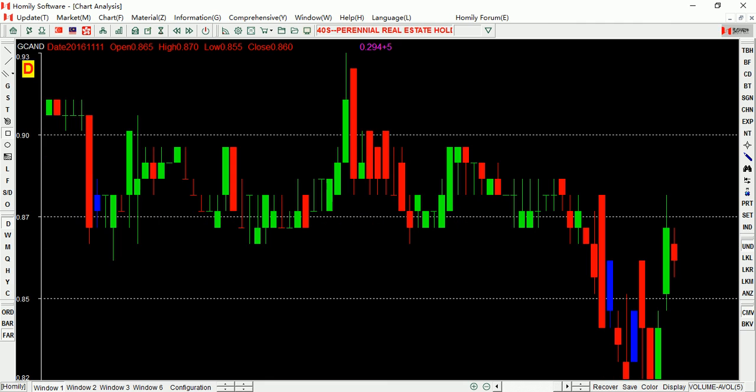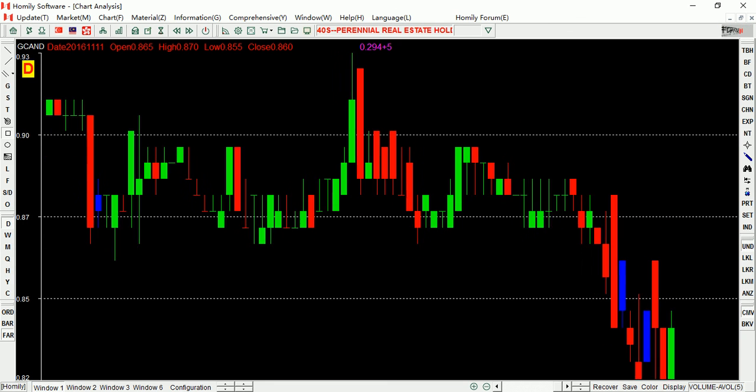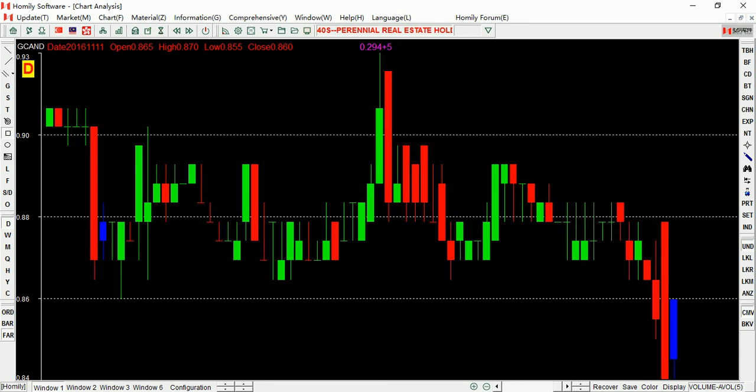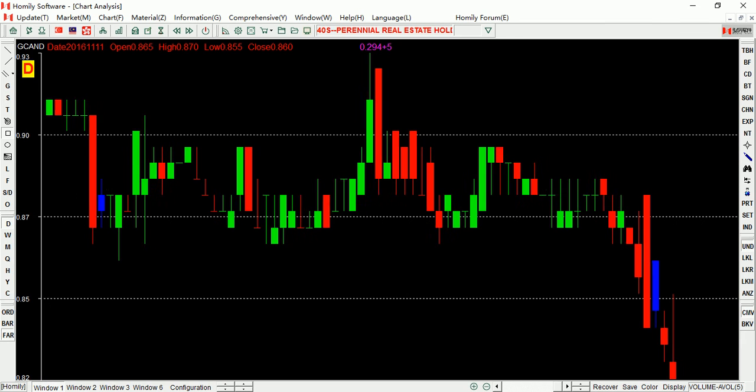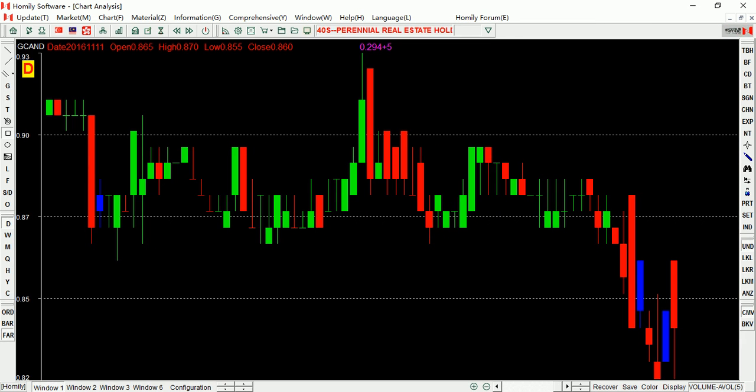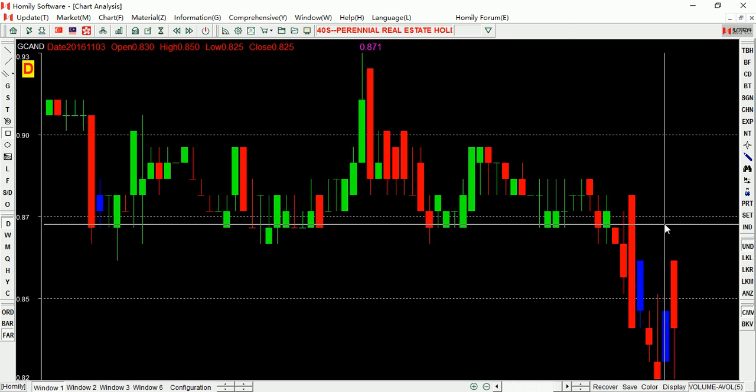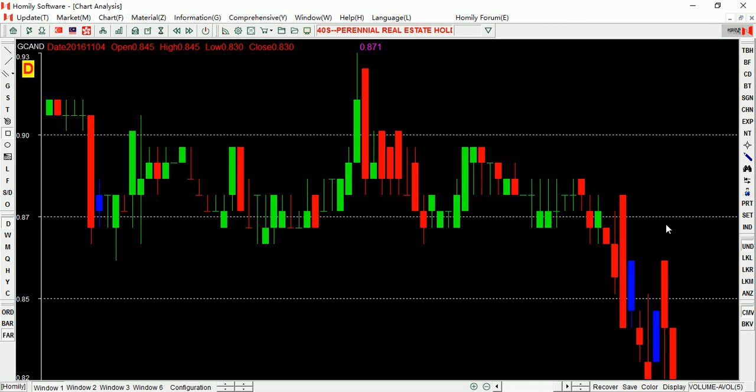So let's see the next one. Buy or not? No. Buy or not? The closing price is 0.84. The closing price is 0.83. The closing price is higher than the blue candlestick. Buy or not? Can we buy or not? No. Buy point, right? So here maybe it's the buy point.